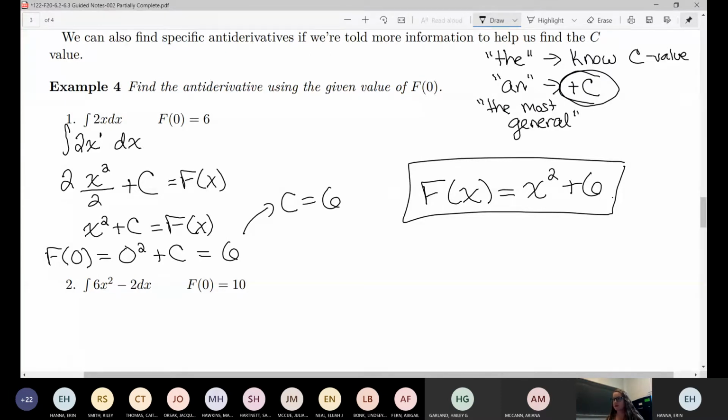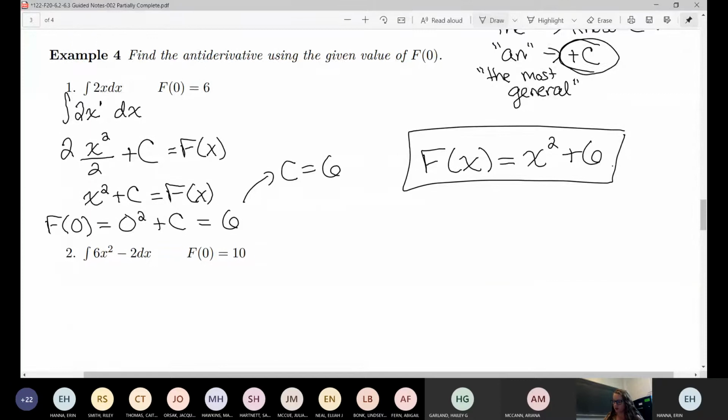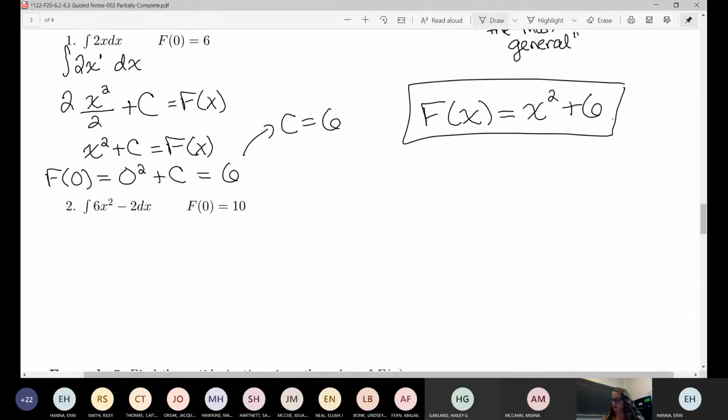So we found the general antiderivative, used that f of 0 equals 6 to plug in 0 and set it equal to 6 to find our C value. If we do the next one, let me scroll down a little bit. I can keep most of that in there. Here, again, we want to take the general antiderivative first, the one with the plus C, and then use this information of when we plug in 0, we get 10 to solve for C.